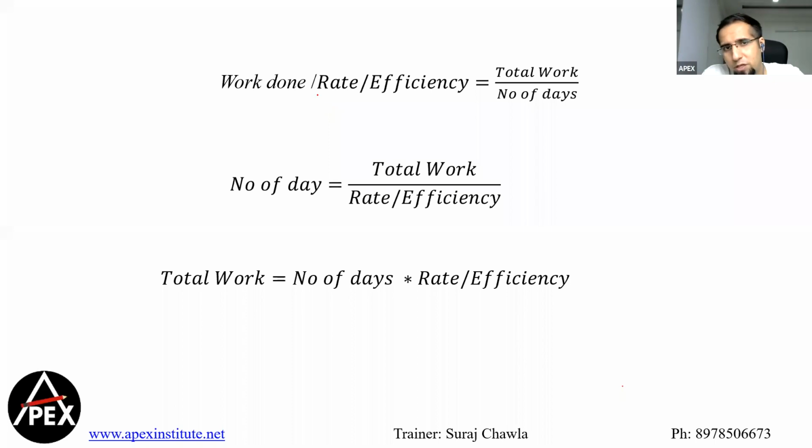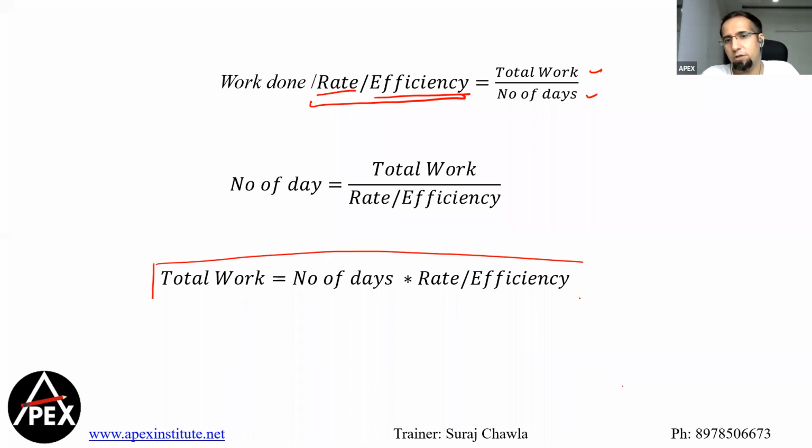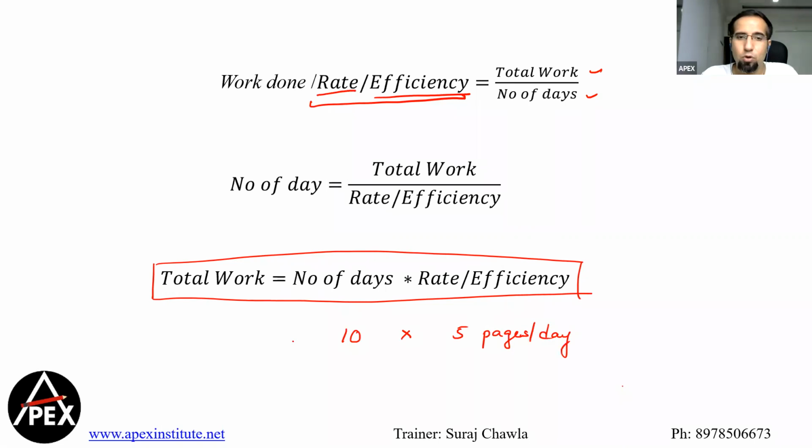So I repeat, I will be using the term R or efficiency. These are the terms we will be using today. R is equal to total work by number of days. Cross multiplication gives us the other forms. I always remember this formula and then derive other formulas. For example, if I'm typing for 10 days, and each day I am typing 5 pages per day, can I say my total work here becomes 50 pages? So I repeat, total work is equal to N into R.